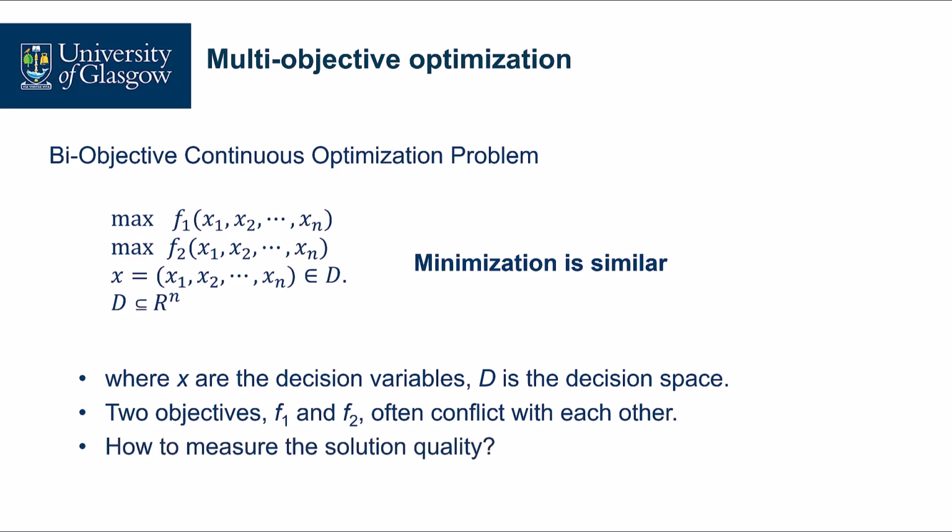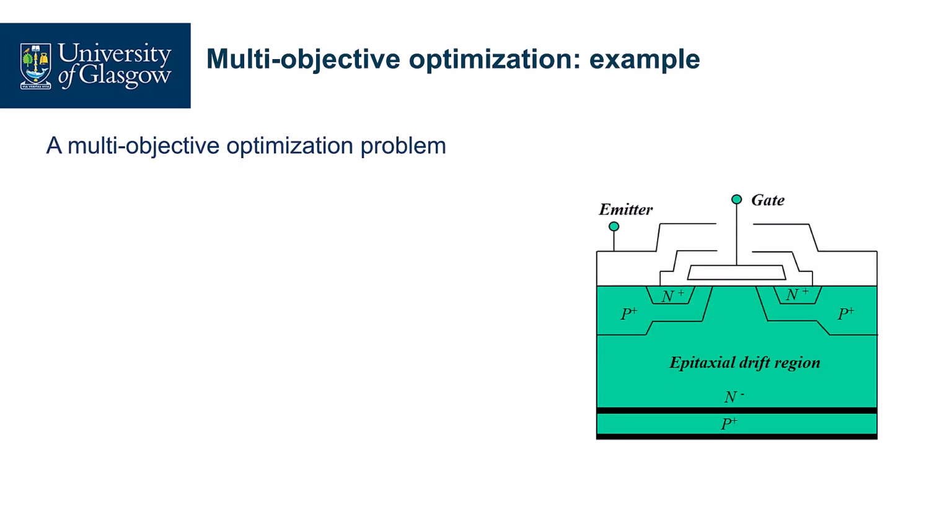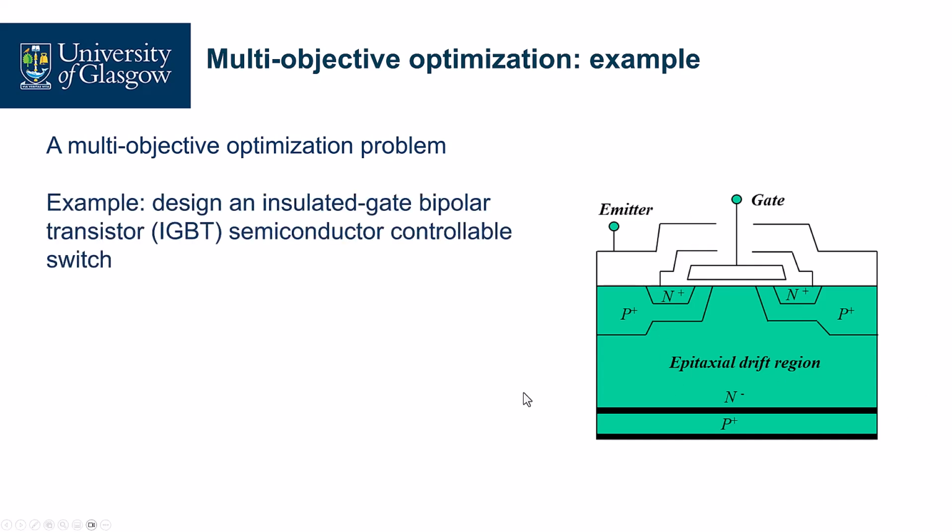Such problems are widely seen in real-world engineering applications. So here I give you one example. Now you are designing a controllable switch. As you can see here, this is an insulated gate bipolar transistor. We call it IGBT, a semiconductor controllable switch.